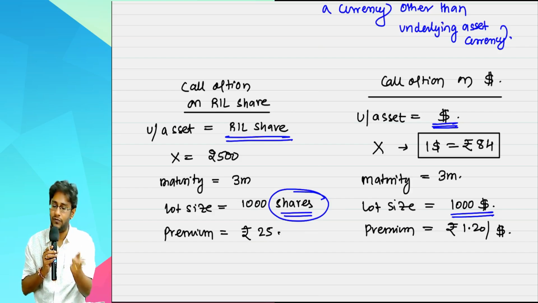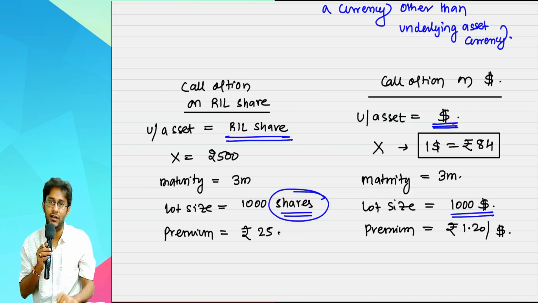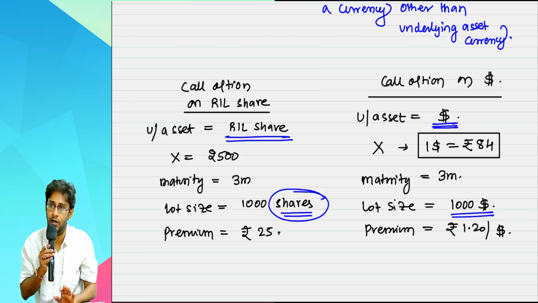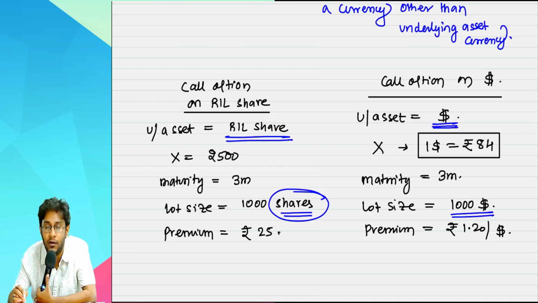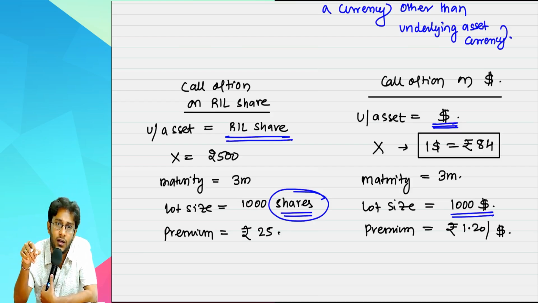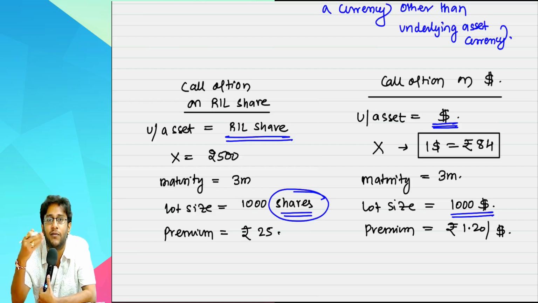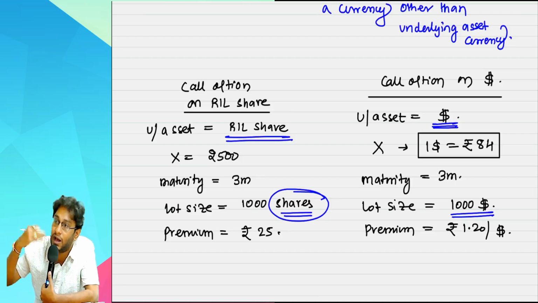Hint 2. Come to the first example again. Premium is given as how much? 25. 25 in shares or rupees? Premium for a call option on a Reliance share will be 25 shares? No, it will be in rupees. Likewise, come here now. Premium for a call option on dollar cannot be in dollars. Just like the premium for a call option on a Reliance share cannot be in terms of Reliance shares, the premium for a call option on dollars will not be in terms of dollars, it will be in terms of another currency.